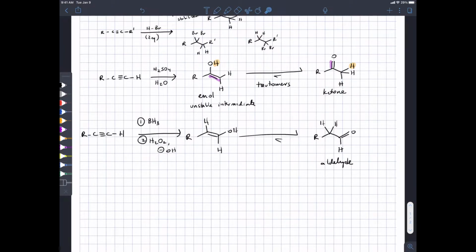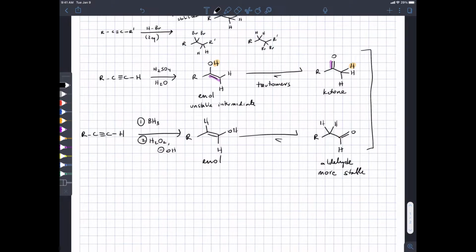Which proceeds in the same way. You have the pi bond attack the boron, and then a hydride gets delivered to the more substituted carbon, the boron on the less substituted carbon. Then in the second step, you convert the BH2 group into an OH group. Again, this is a less stable enol, which tautomerizes or isomerizes to the more stable aldehyde. This will be the first time, I think, in this class that we've made an aldehyde or a ketone.